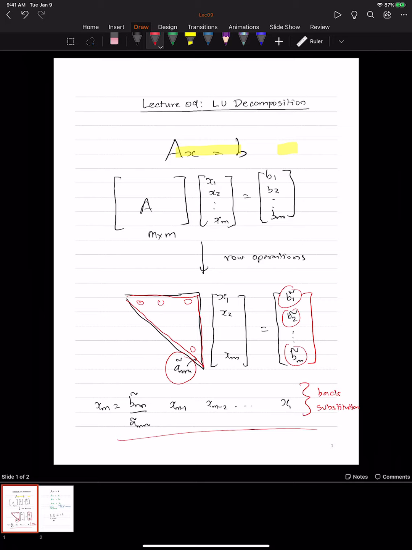Hello there. Lecture 9, LU decomposition. Now let me give you a brief background, then I will go into the details.